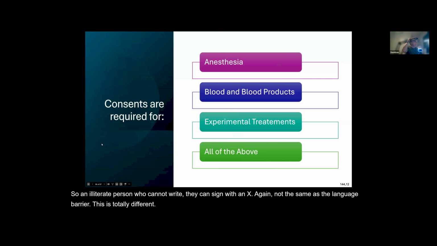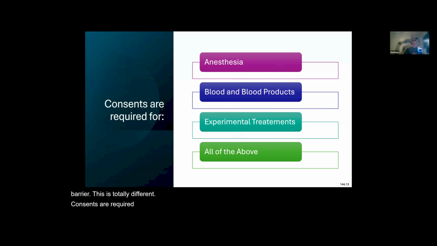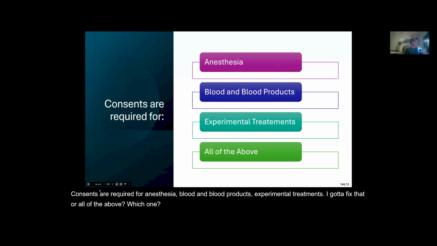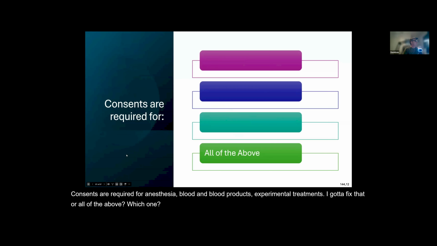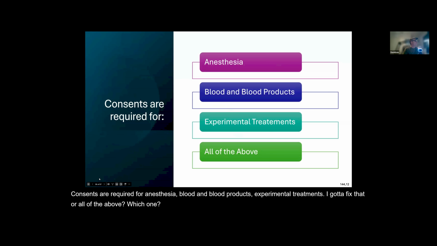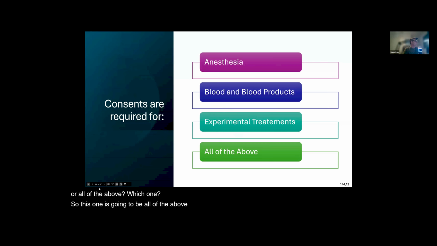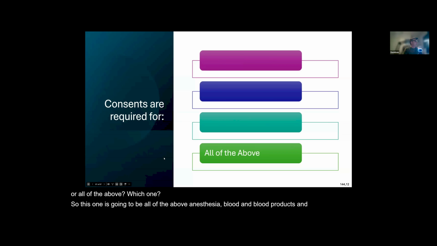Consents are required for anesthesia, blood and blood products, experimental treatments, or all of the above. Which one? So this one is going to be all of the above: anesthesia, blood and blood products, and experimental treatments.